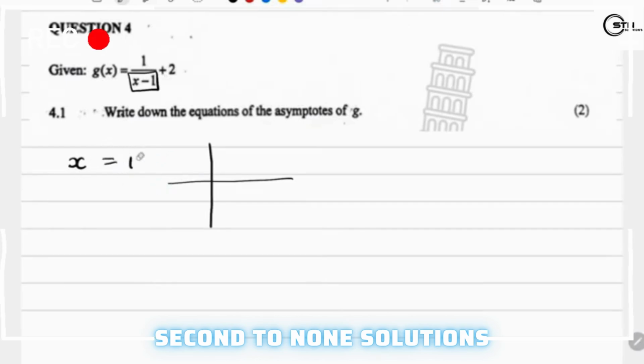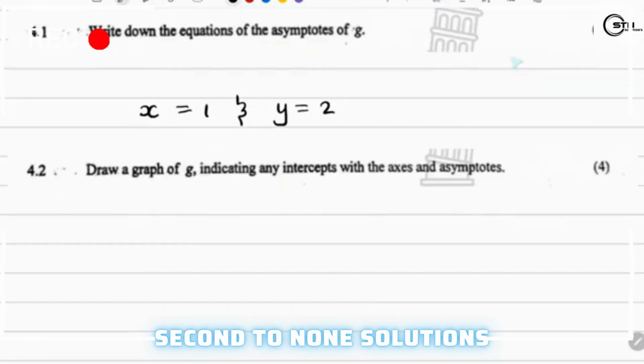That's the vertical asymptote. And then the horizontal asymptote would be the number that appears here, which is the number for q, right? So this one is p. Now, this one is horizontal, so it's going to start with y. y is equal to 2, and that is our answer there. Moving on to the next question.